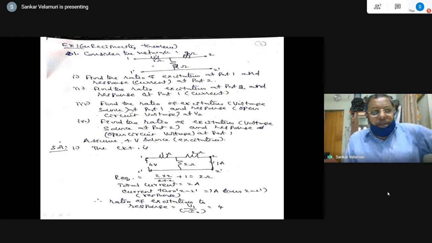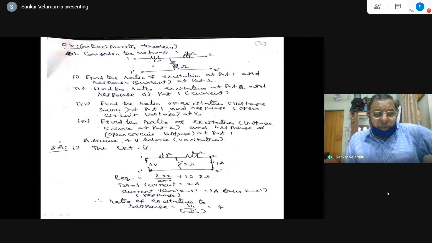Okay. Consider the network 1 ohm, 2 ohm, 2 ohms. Find the ratio of excitation at port 1 and response at port 2. And not only that, in the object type questions, in blanks or otherwise, questions can be asked. It's not that only the multiple choice questions are being asked. So therefore, questions can be there in this particular one.